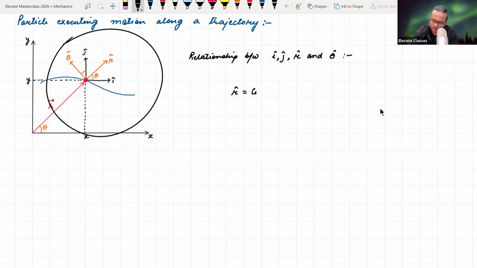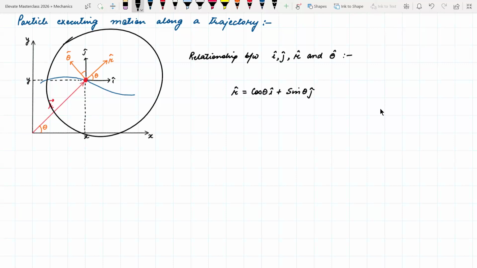So if I write r cap as a vector in terms of I and j, can I write r cap as cos theta I cap plus sin theta j cap? Tell me, yes or no? Can I write it like this? Yes, sir.